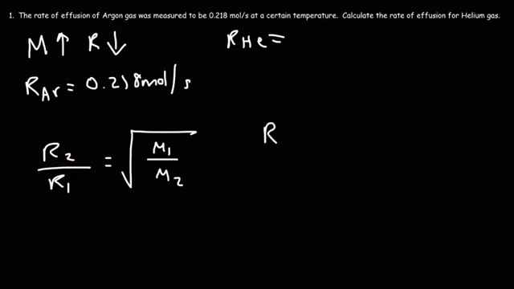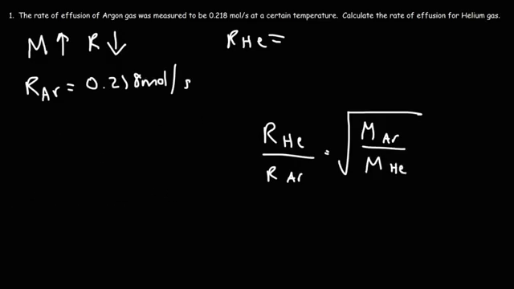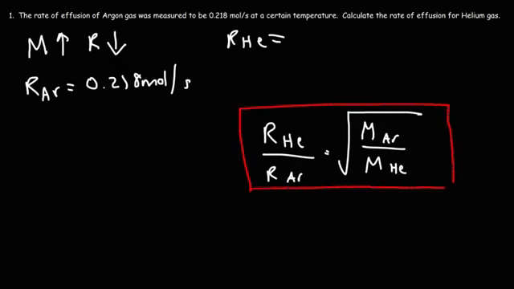So let's say R2 corresponds to helium and R1 corresponds to argon. Molar mass 1 is going to correspond to the molar mass of argon. Molar mass 2 is going to correspond to helium. So make sure you keep track of that. So this is the equation associated with Graham's law of diffusion.